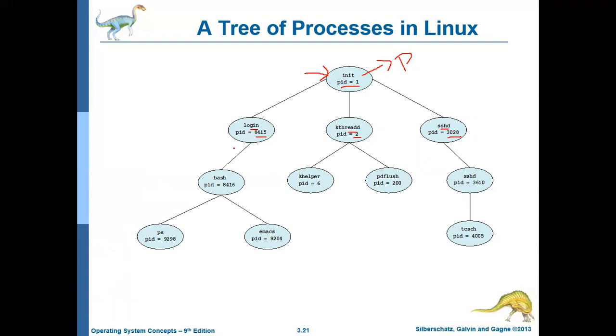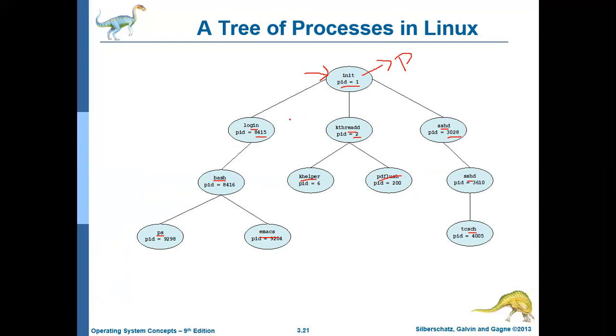This login process is creating another child, which is bash. Bash is nothing but the terminal, the Linux terminal where we give commands. This bash is creating two more processes, one is ps, the other one is emacs. And kthread has created two more processes, khelper and pdflash. And sshd is creating one more child process, which is also sshd, and this child is creating one more child, which is tcsh.